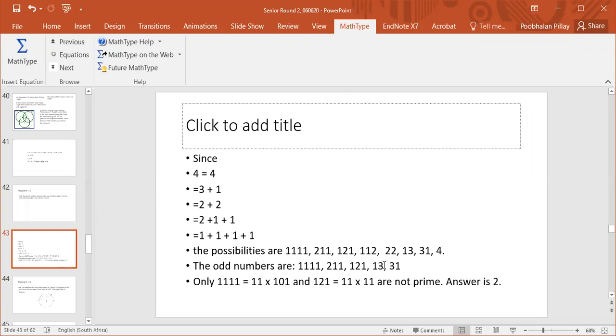13, you all know is a prime number. And 31, you all know is a prime number. So there are only 2 candidates, 11, 11, and 1, 2, 1, which fit the bill. And the answer is 2. The only question now is, why is 211 prime? How do you know that 211 is a prime number?